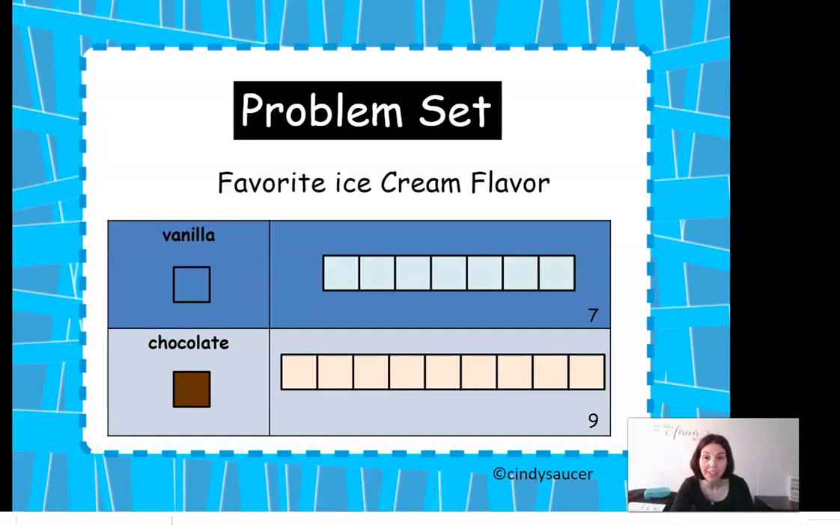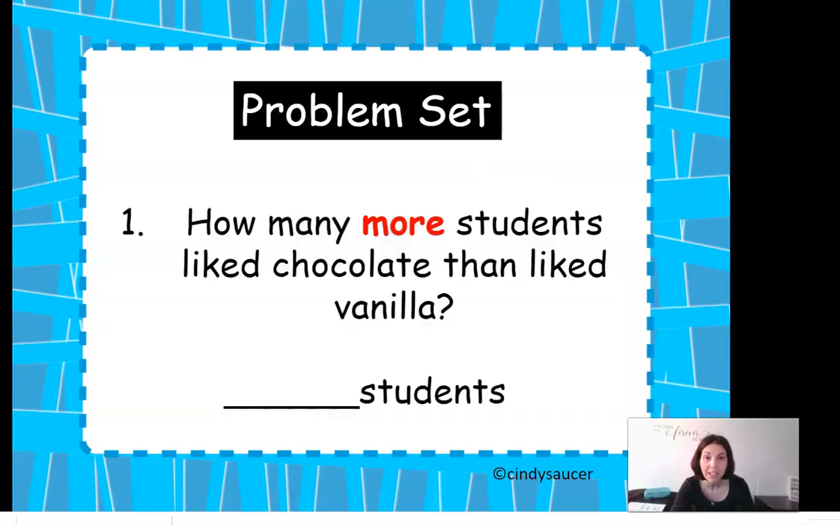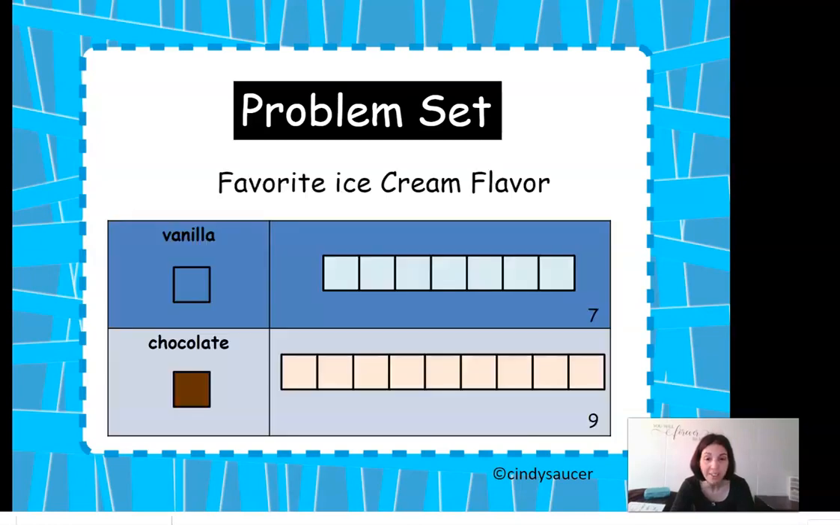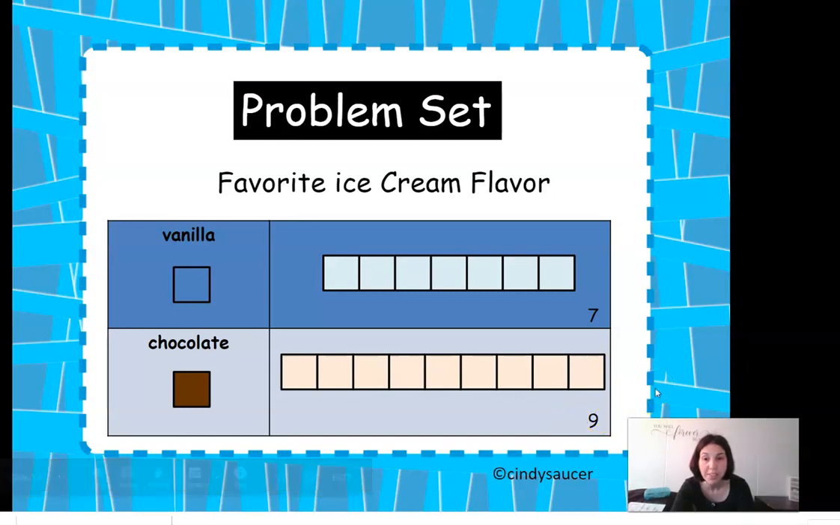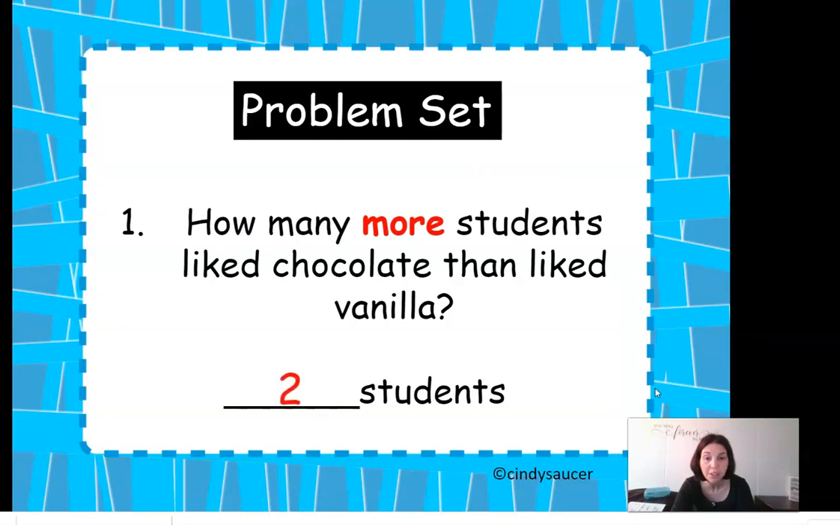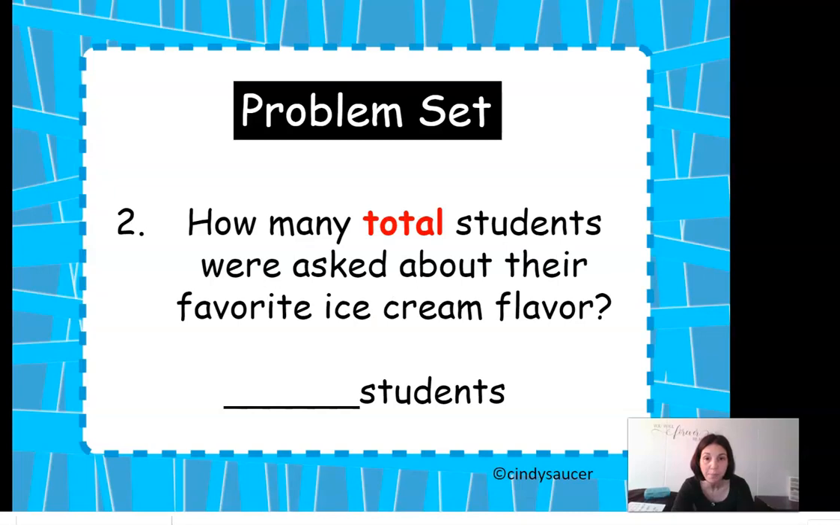Okay, so looking at this chart, which one has more? Chocolate has more. How many more students liked chocolate than vanilla? So if 7 students like vanilla and 9 like chocolate, how many more like chocolate? You can count up from 7 and it's 2. 2 more students like chocolate than vanilla.